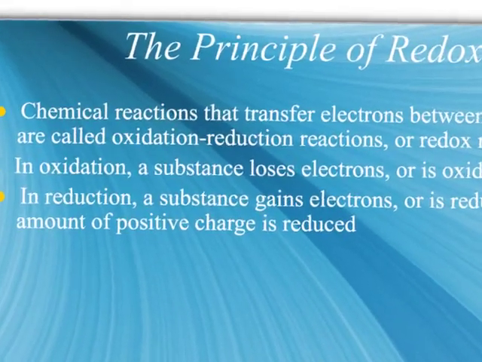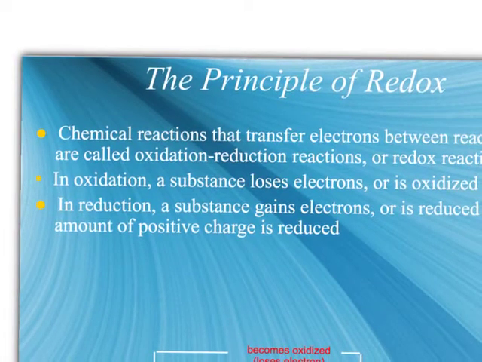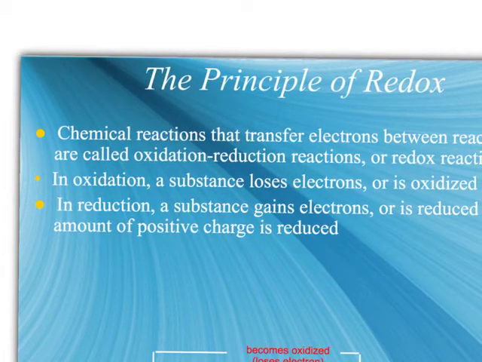So what ends up happening is, in an oxidation, the substance that loses electrons is oxidized. In a reduction, the substance that gains electrons is reduced. That's where that term comes from when people ask, if it's gaining, why is it a reduction? Well, it's gaining electrons, which in the process is reducing the positive charge. Okay? In this, you've got to remember a couple things.